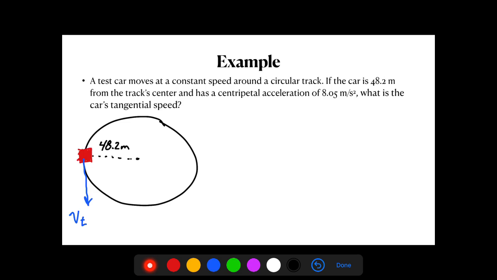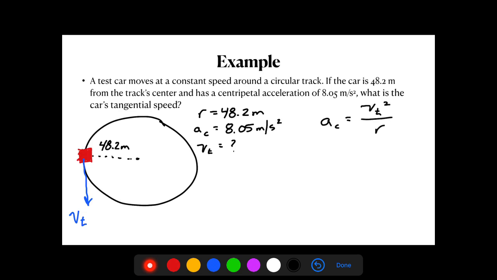So let's define some variables here. The radius is 48.2 meters. The centripetal acceleration, AC, is 8.05 meters per second squared. And what we want to know is the tangential velocity, the speed at that point. So we start with our equation. Centripetal acceleration is equal to the tangential velocity squared divided by the radius. All right? Now, I need to know what this is right here.